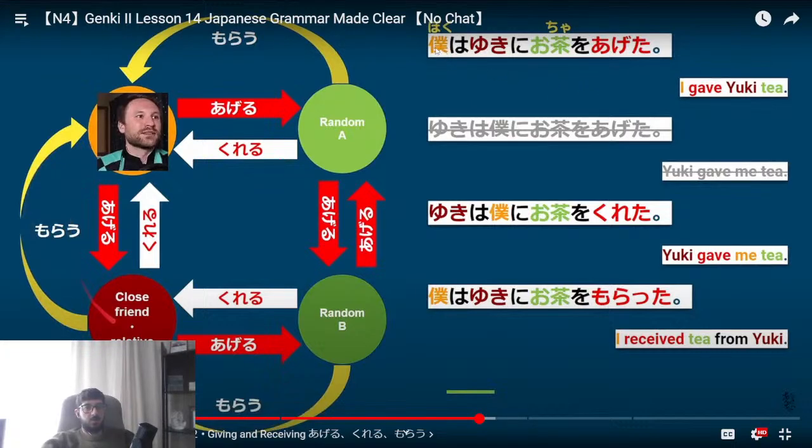I, the topic, gave ocha to Yuki. Yuki wa boku ni ocha o kureta. Yuki gave me ocha. And boku wa I received ocha from Yuki. Yuki kara ocha o moratta.